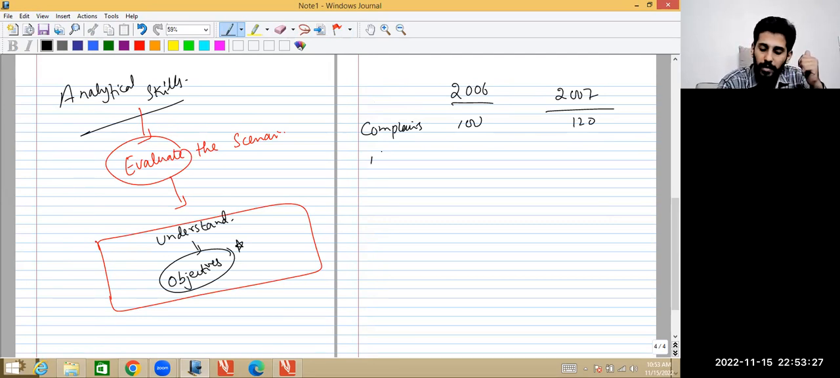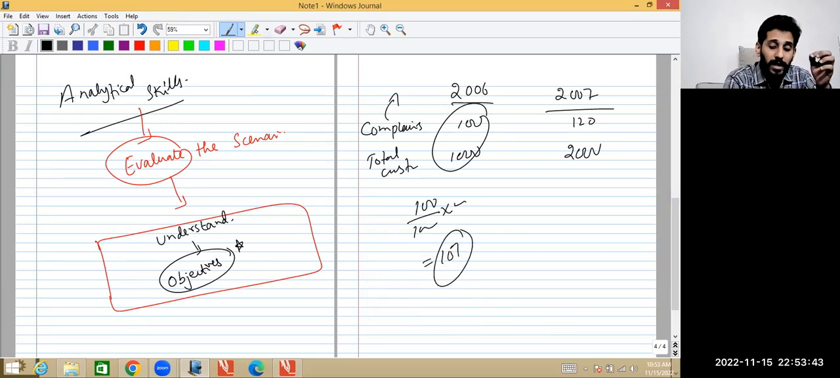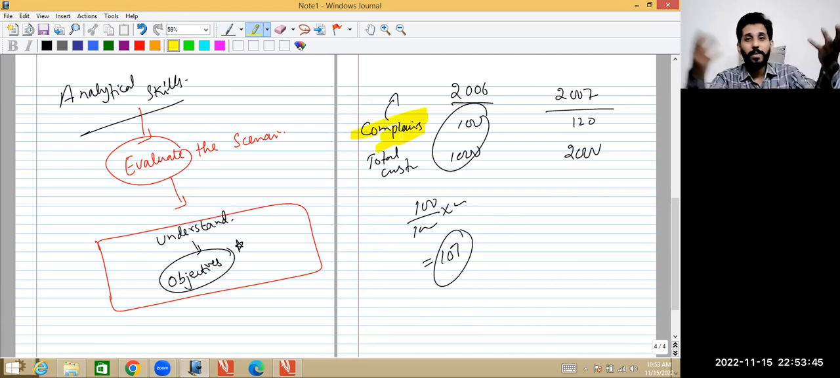For example, if I can analyze that total customers are 1,000 and here the total customers are 2,000. So it would become the percentage, that is 100 upon 1,000 multiplied by 100, that is 10% of complaints. And obviously, this is the KPI. You people know it very well what the KPI actually means. KPI means key performance indicator.